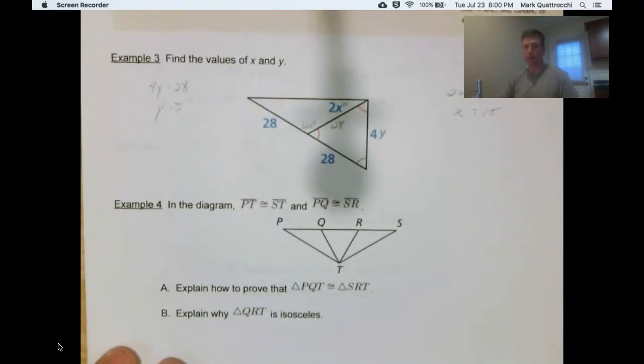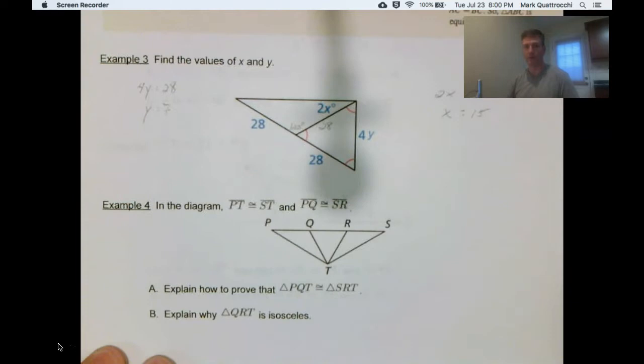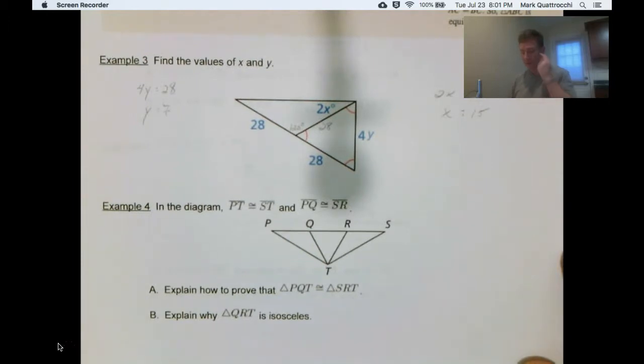Example 4 is actually a preview of a section that we're going to be doing soon. Because we do this chapter slightly out of order, the book assumes that you know the side angle side theorem. If you don't, don't worry about it. That's fine. You're going to learn it in the very near future in an upcoming section, when we do sections 5.3, 5.5, and 5.6 together. But I'd like to do section 5.4 before that, because 5.3, 5.5, 5.6 use the base angles theorem, the converse of the base angles theorem, to do a lot of the proofs. So I'm just going to treat this as a preview.